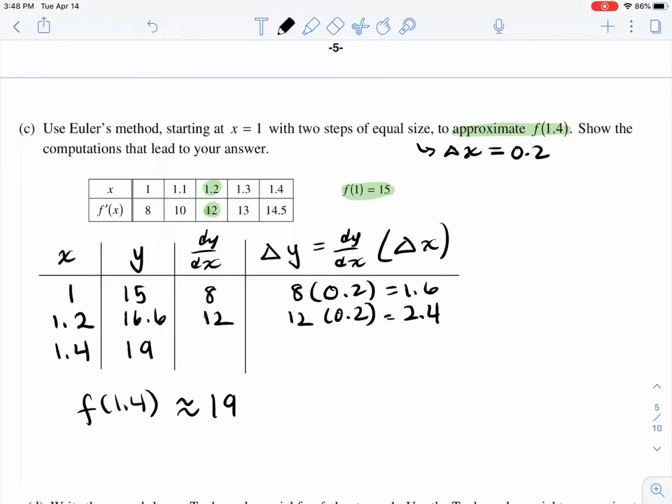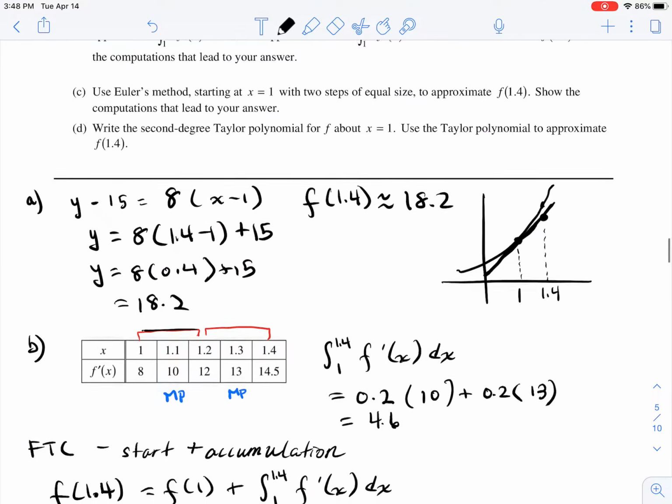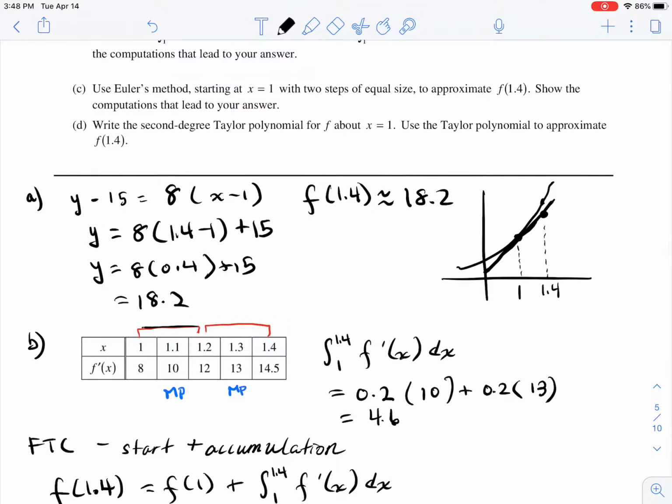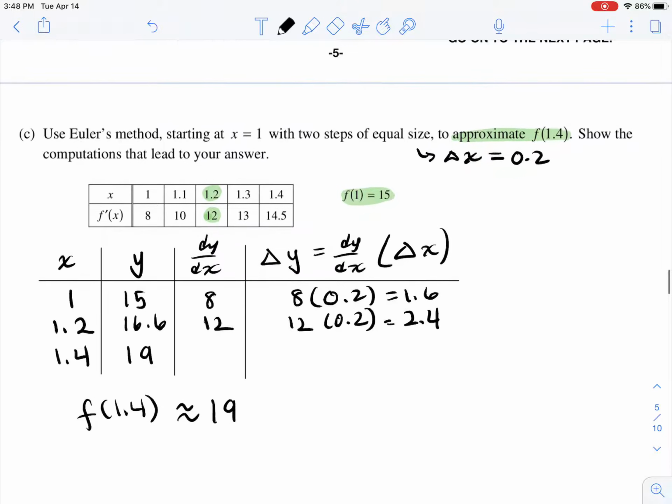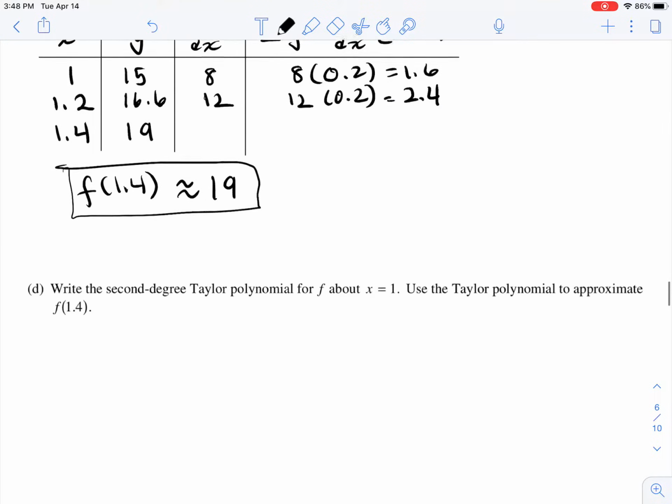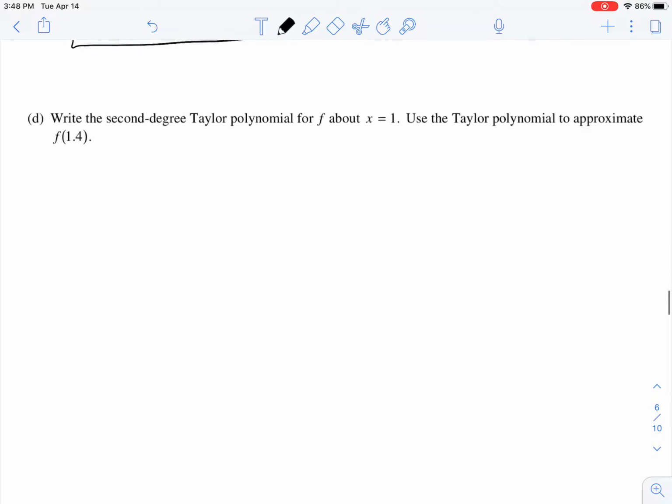Okay? And take a moment and just keep track of your approximations so far. Using local linearization, we saw that our approximation was approximately 18.2. Using the fundamental theorem of calculus and Riemann sums, we saw that was approximately 19.6. Using Euler's method, we're saying that it's approximately 19. We're approximating f of 1.4. And our final way of approximating this would be to use a Taylor polynomial.